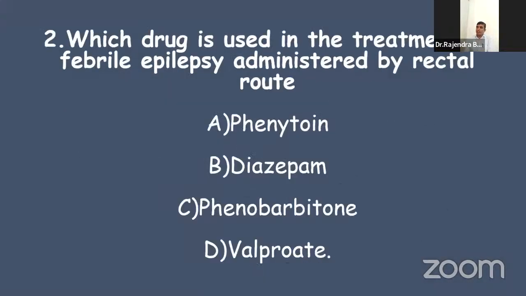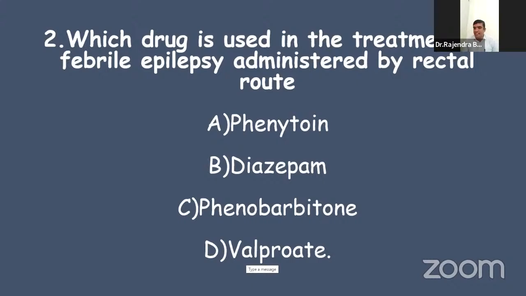Potassium channel opener is nicorandil. You can ask me about a potassium channel blocker, that is pinacidil. Okay, which drug is used in the treatment of febrile epilepsy? This also we have discussed. All these drugs are anticonvulsants: phenytoin, diazepam, phenobarbital, valproate. But the question depends on the route. So that's why your correct answer is diazepam.